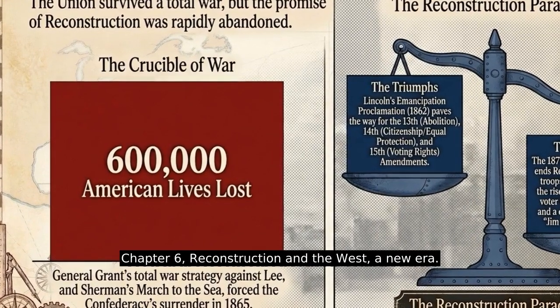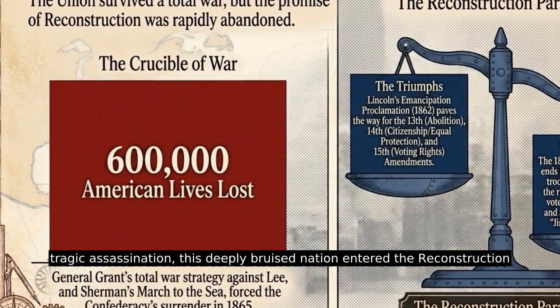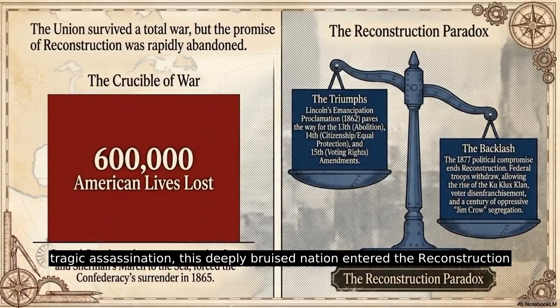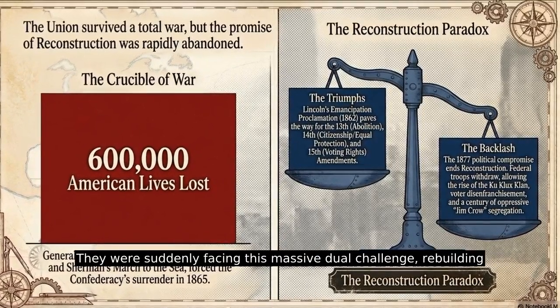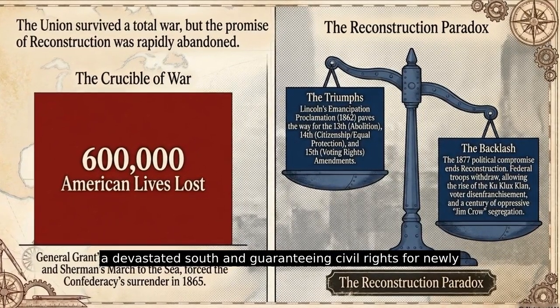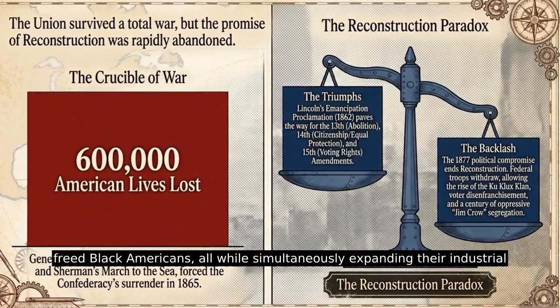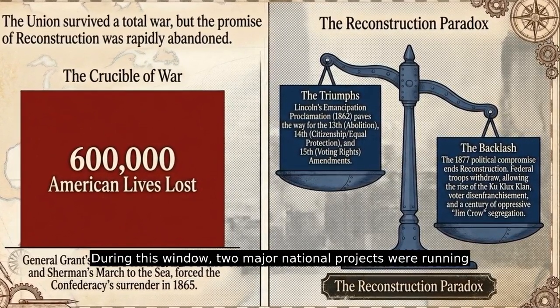Chapter 6. Reconstruction and the West. A new era. In the wake of the Civil War and Lincoln's tragic assassination, this deeply bruised nation entered the Reconstruction era. They were suddenly facing this massive dual challenge, rebuilding a devastated South and guaranteeing civil rights for newly freed Black Americans, all while simultaneously expanding their industrial reach across the Western frontier.